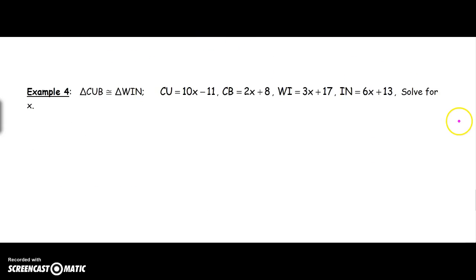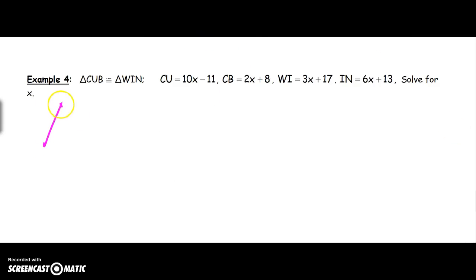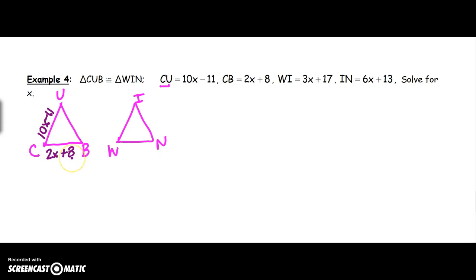In example 4, sometimes it does help to draw your image. Again, draw two triangles. Always label in the same order. So I'm going to start here, C, U, B. So I'm going to have W, I, N. CU has a measure of 10x minus 11. CB is 2x plus 8. WI is 3x plus 17. And IN is 6x plus 13.